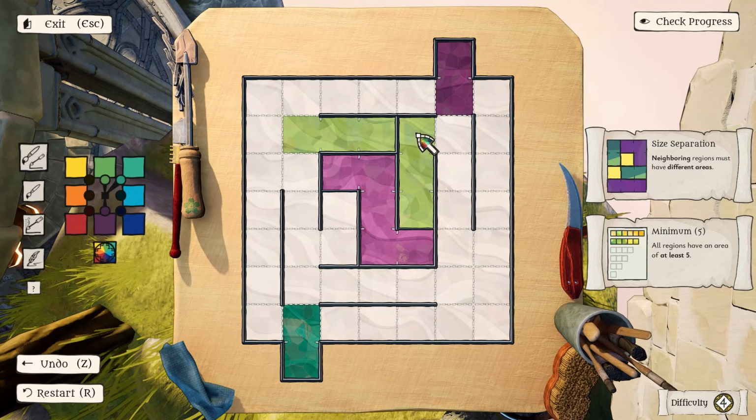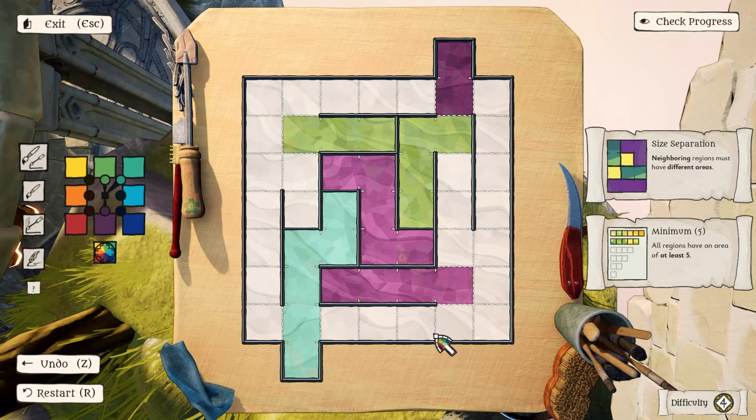Okay. Has to keep going. Could join us. So yeah, okay, so size separation is the thing to be keeping in mind. Minimum 5 could join this. Oh, it can't go that way, so it has to join that. Okay, cool. It may keep going in other directions. We know that this needs 1 more at least.